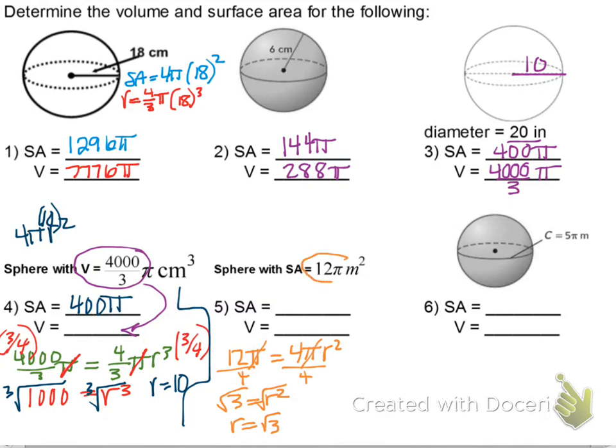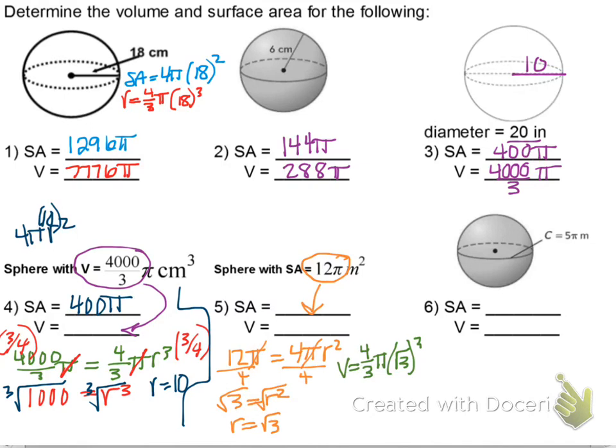Okay, of course they already gave us the surface area here. So all we need to find is the volume. So volume is going to equal 4/3 pi, and then r, square root of 3, cubed.